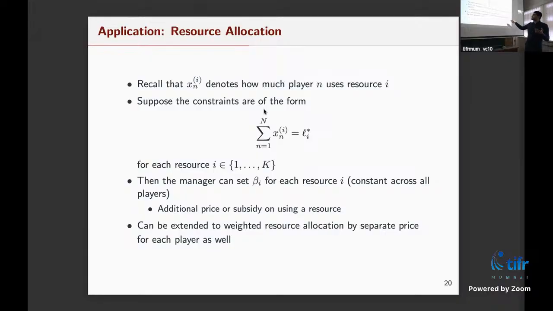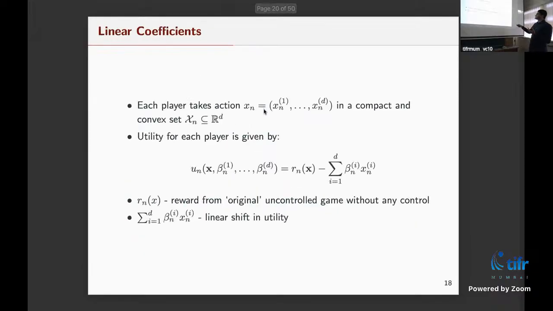In this specific setting, the manager could have just set the beta_i for each resource, and that would have basically been a price or a subsidy. So if the beta was positive, then it's a price of using that resource, or if it was negative, then it's a subsidy or a discount. So the betas can be thought of as price or subsidy in the resource allocation setting. In general, it could mean anything.